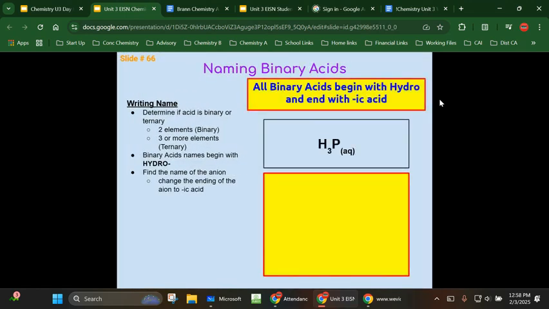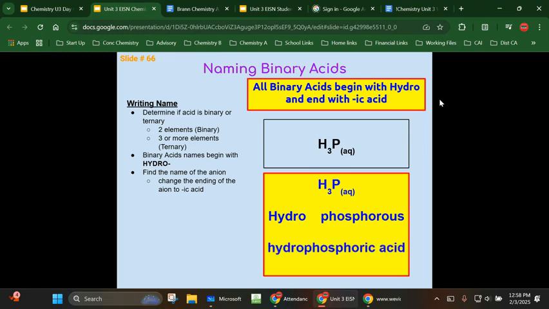Okay? So H3P. What is P? Phosphorus. So we've got hydro and phosphorus. We need to put them together to make one word. What would that one word be? Hydrophosphoric. And we would end it with acid. Hydrophosphoric acid, ladies and gentlemen. Begins with hydro, ends with ic acid. Again, I will take minor spelling errors, but it has to end with ic acid. And it has to begin with hydro.